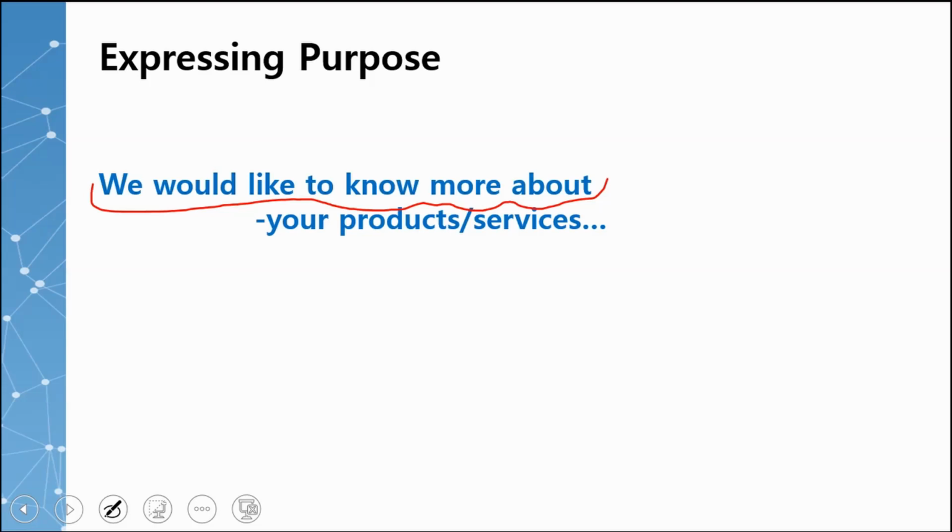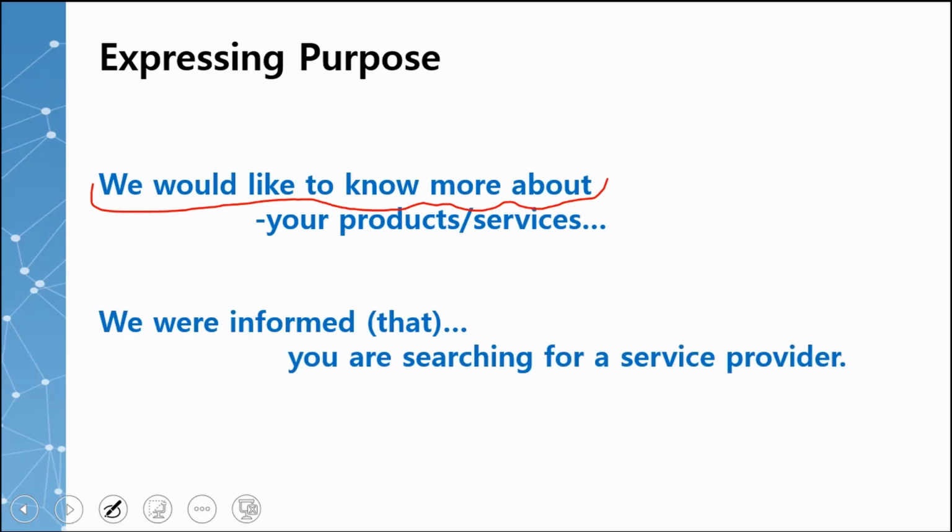We would like to know more about your services. Or, of course, you could say, we were informed that. This is a good expression to use when somebody else told you about the company. It's like a recommendation or a referral. We were informed that you were searching for a service provider. We are a service provider, so let's talk. So we were informed that means somebody told us about this. And that's what was used in this email here.